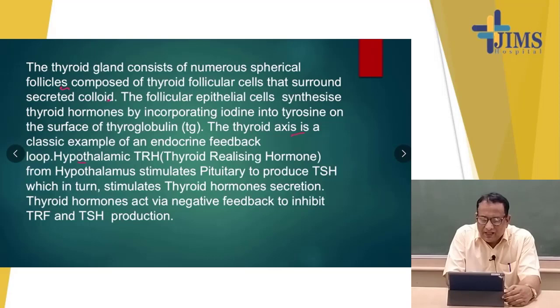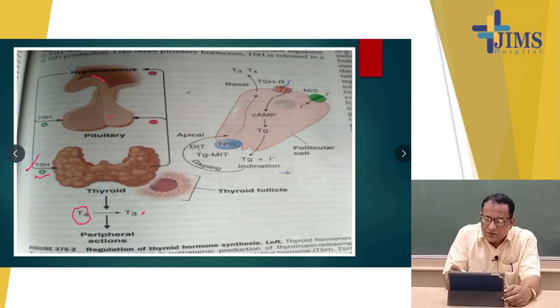Hypothalamic TRH, thyroid releasing hormone from the hypothalamus, stimulates the pituitary to produce TSH, thyroid stimulating hormone, which in turn stimulates thyroid hormone secretion. The thyroid hormones act via negative feedback to inhibit TRH and TSH production, as I have mentioned earlier.